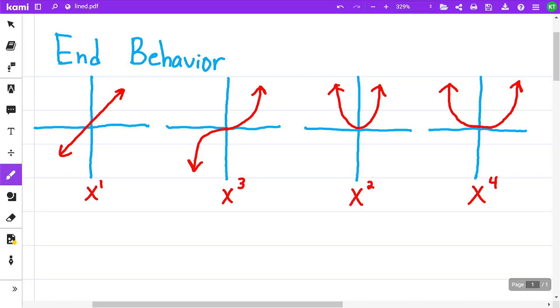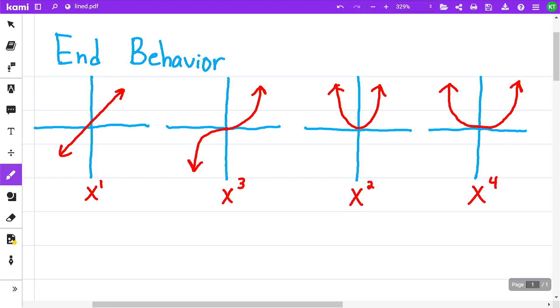So with end behavior, this is just talking about the behavior of our graph as x approaches infinity or as x approaches negative infinity. So in terms of x approaching infinity, that means that our x values are going to the right. So we're going to the right on our graph. And x approaching negative infinity is x going to the left of our graph.